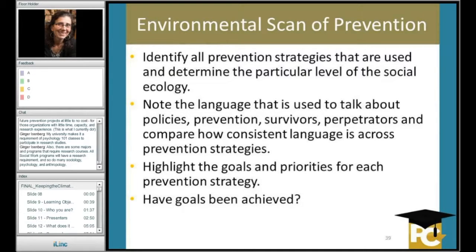Talk about the language that's used in these policies to talk about prevention and survivors and perpetrators, and look at how consistent that language is across prevention strategies. And again, focus on goals and priorities, and ask the question, have these goals been achieved, and how do you know that?